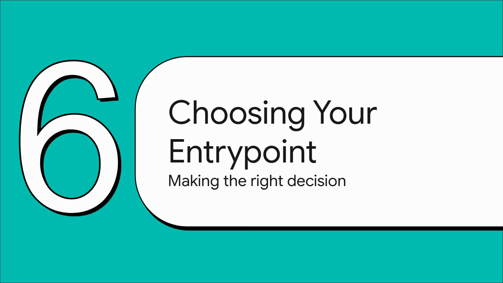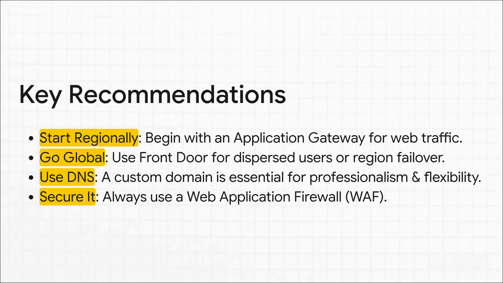Wow, okay, we have covered a lot of ground. So how do you actually choose? How do you make the right call for your own application? Let's try and boil all this down into some really clear, actionable advice. Here's the big takeaway. Start regionally. Seriously, for almost any web app out there, an application gateway with that WAF turned on is the perfect place to start. It's secure, it's smart.